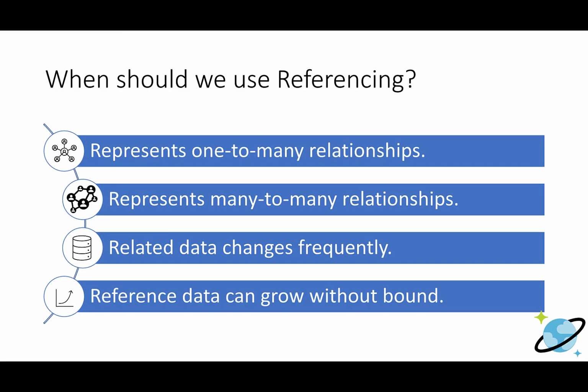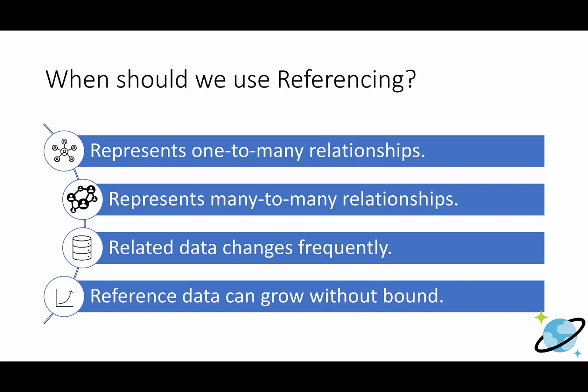So here are the guidelines we should follow if we want to use referencing in our data. If we have one-to-many relationships or many-to-many relationships in our data, we can benefit from referencing, particularly when it comes to heavy-duty write operations. If that related data changes frequently, then referencing the frequently changing data would be a lot better than embedding the data within our documents. Also, if our reference data grows without bound, that means the reference data has an unlimited size, then referencing is the better approach to take over embedding this data within the same document.